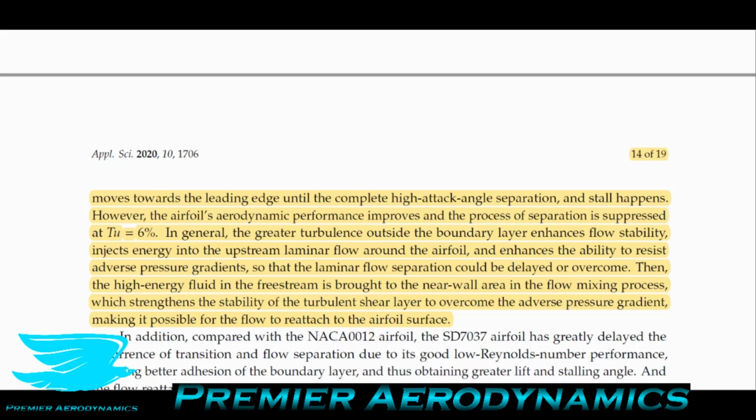They go on and say that the high turbulence density also injects energy into the upstream laminar flow around the airfoil. So that, again, is true. You have a higher energy in the boundary layer, and you're also going to be able to overcome that adverse pressure gradient easier. And overall, they say this enhances the ability to resist the adverse pressure gradients so that the laminar separation can be delayed and overcome.